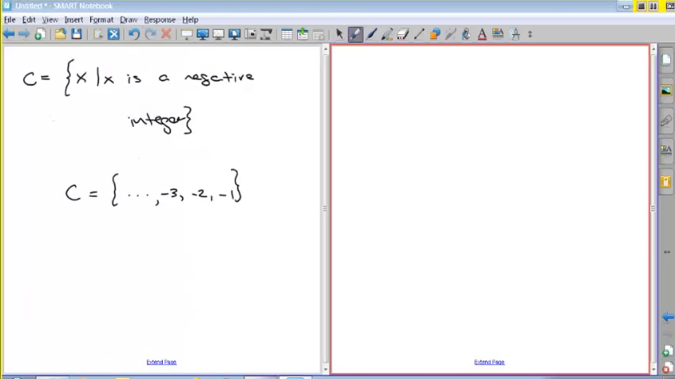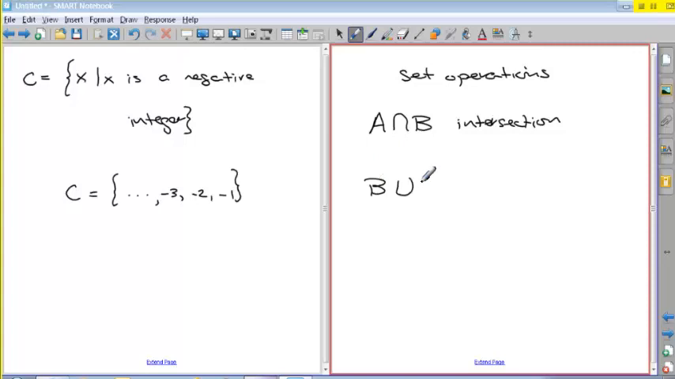Okay, so then there were set operations. Let me just use some examples here. That is intersection. And then you have, let's say, B, this U-looking thing, D. That is a union. And then you have the complement. So those are the set operations.